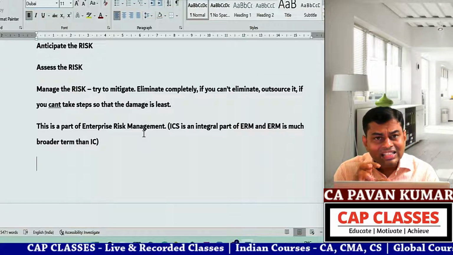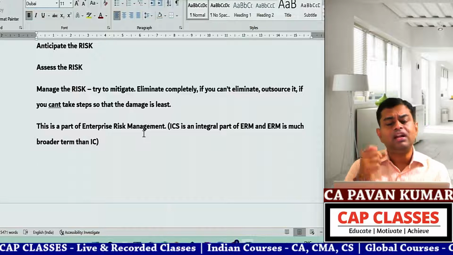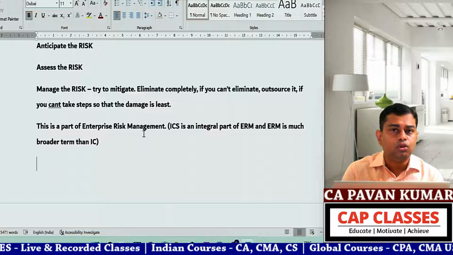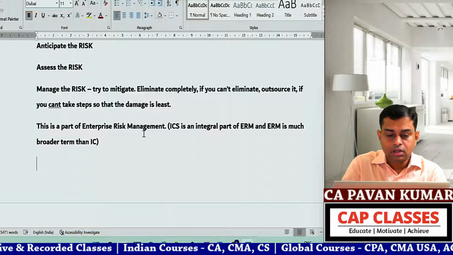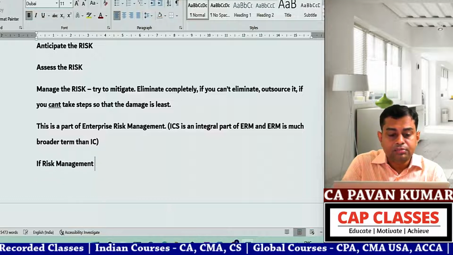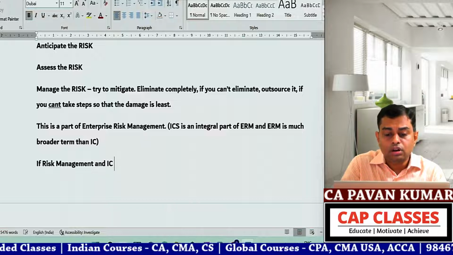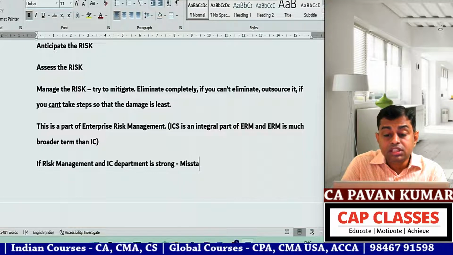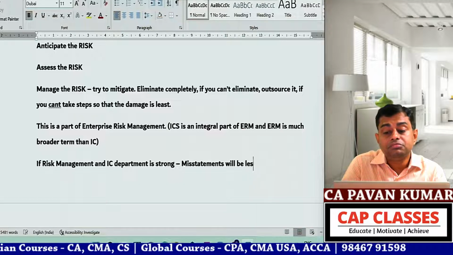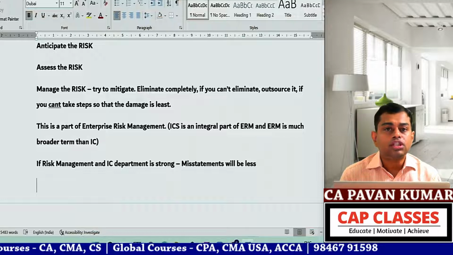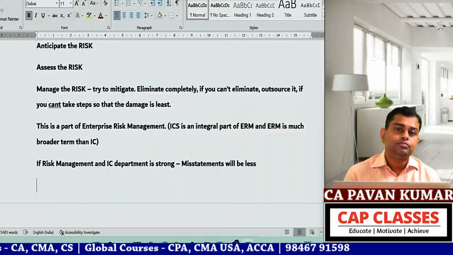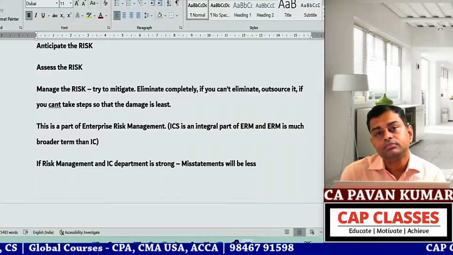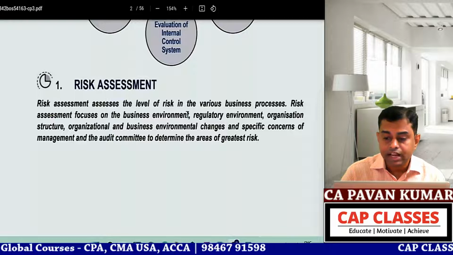Now, is there any connection between this risk assessment, internal controls and audit? Obviously, if risk management and internal controls department is strong, misstatements will be less. Simple. If internal controls are strong, frauds and errors will be less. Then I can reduce my extent of verification also. That is the reason I am interested in this as an auditor.